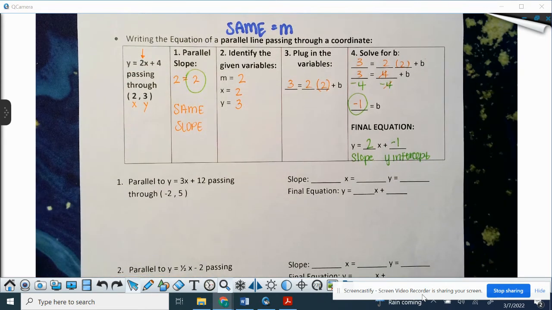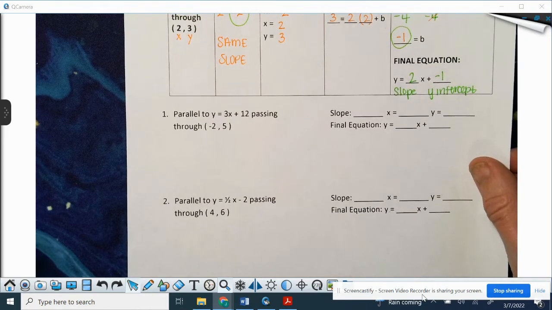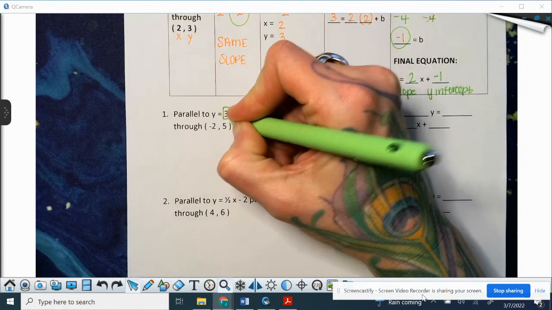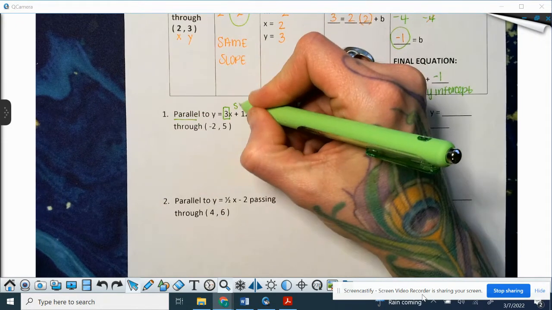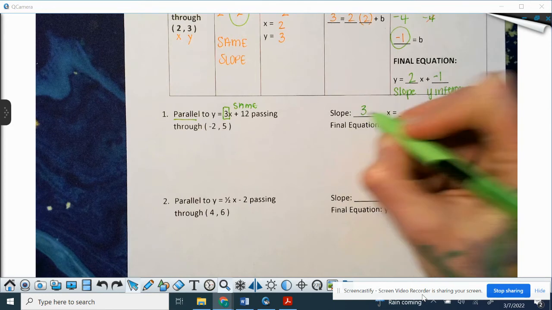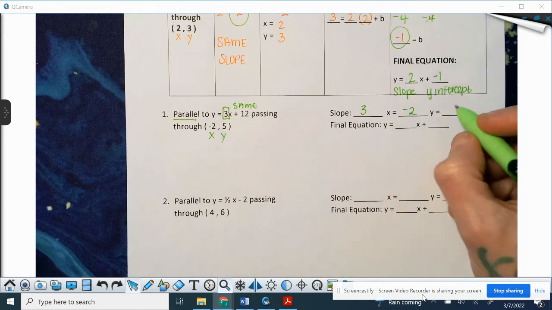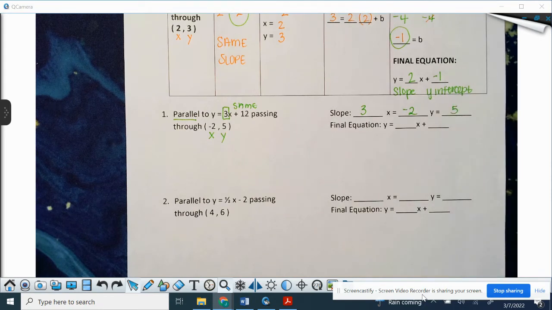All right, so we're going to do another one together. Parallel to y equals 3x plus 12. So identify that this is our slope. We know that parallel means it's going to be the same. So we know that our slope is going to still equal 3. We have an x and a y coordinate. So it's going to be negative 2 for our x value, and our y is going to be 5. So we're going to plug in.